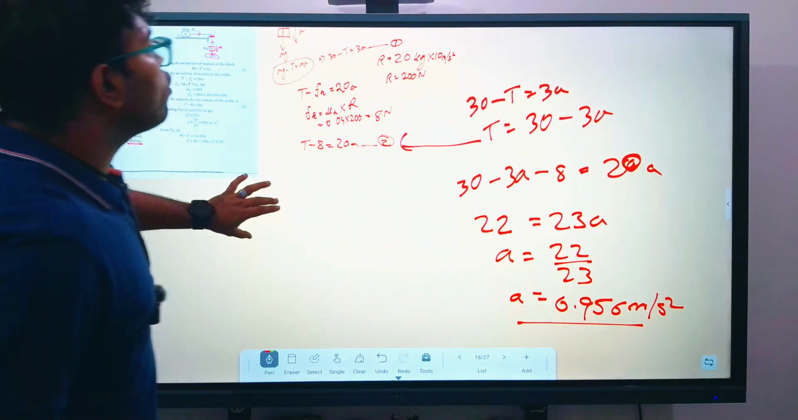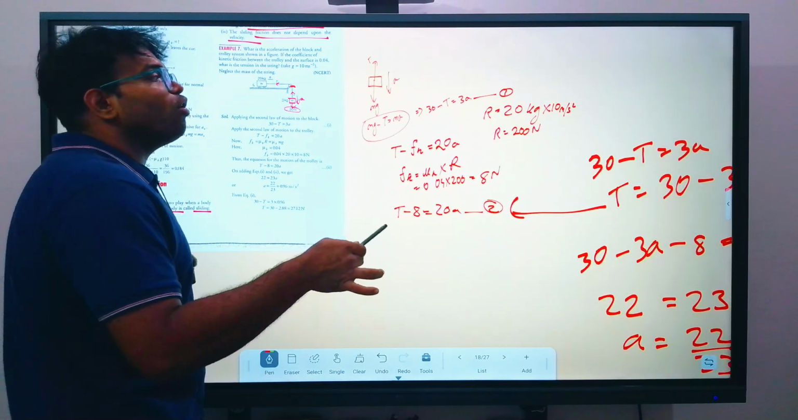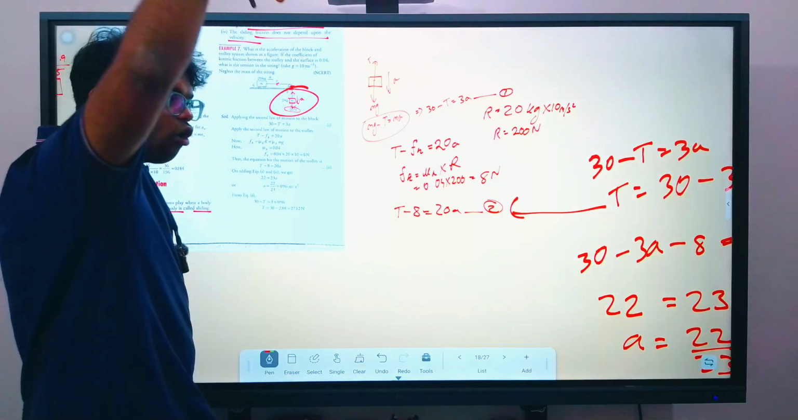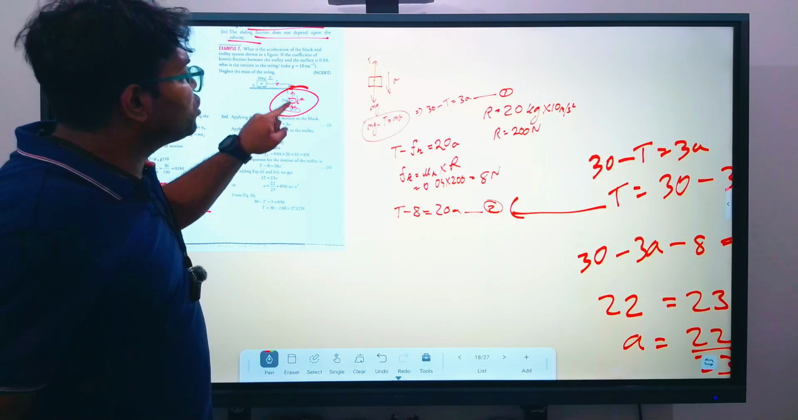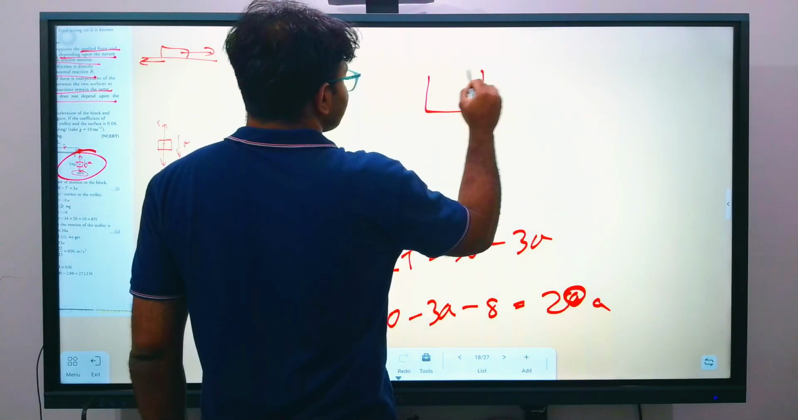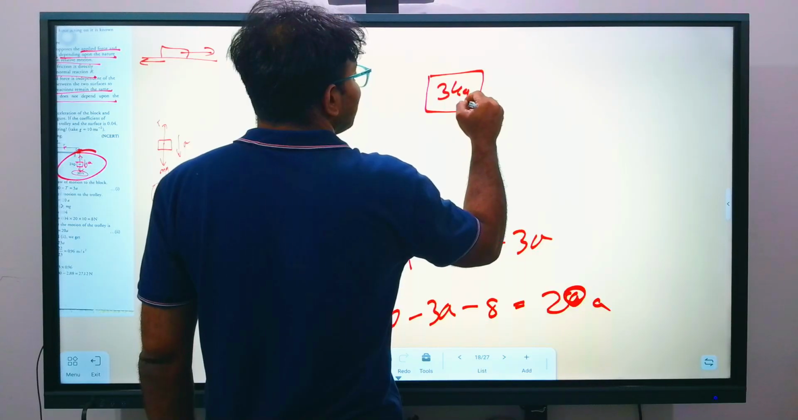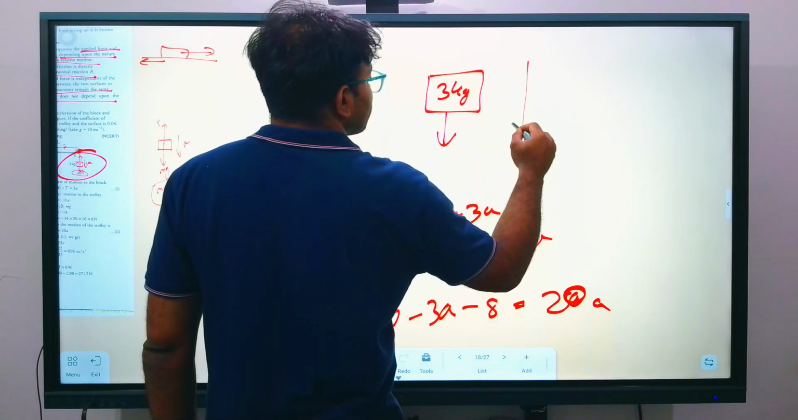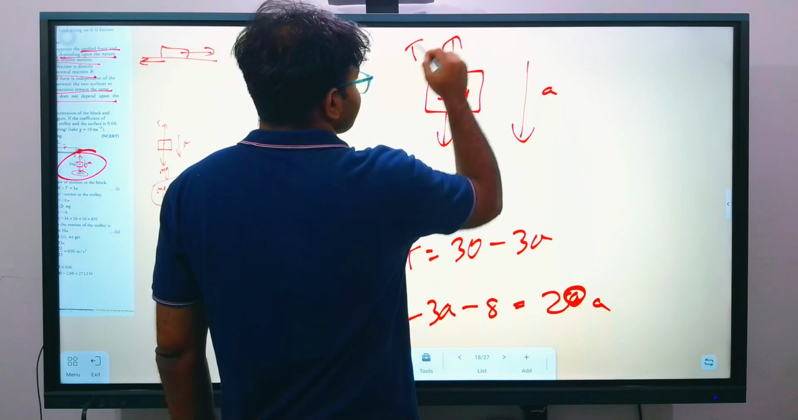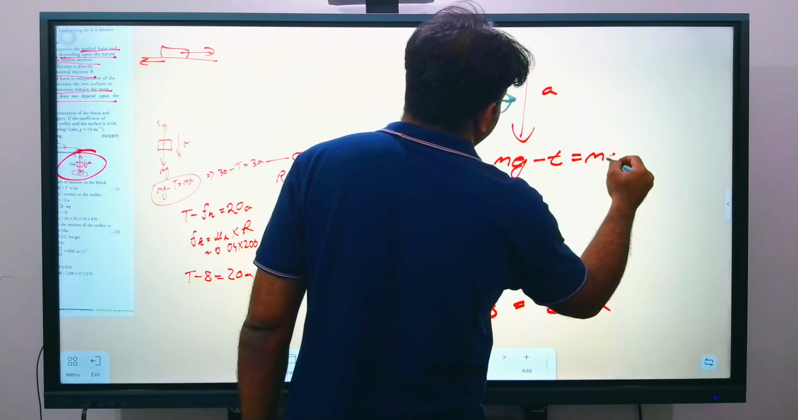Clear? So, what did we do? First, we divided the system of motion into two different categories. We first did it for this. Since the object was moving downwards, we said mg minus T should be equal to ma. This object, the 3 kgs, was going down with an acceleration of a. So I wrote this is tension, mg. Mg minus T is equal to ma.